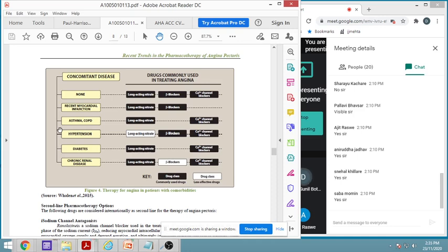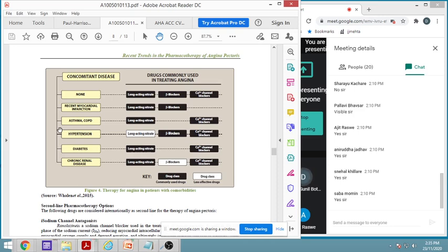In hypertension, if hypertension is also present simultaneously, nitrates can also be used, but they are comparatively less effective, and the better ones are beta blockers and calcium channel blockers. During diabetes, go for long-acting nitrates and calcium channel blockers, and in chronic renal disease, go for long-acting nitrates. Again, there is doubt about beta blockers, and calcium channel blockers can also be used. So these are various drugs.